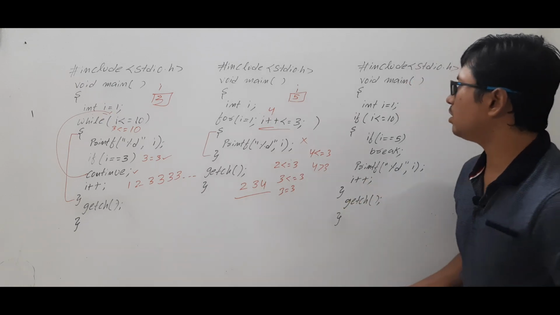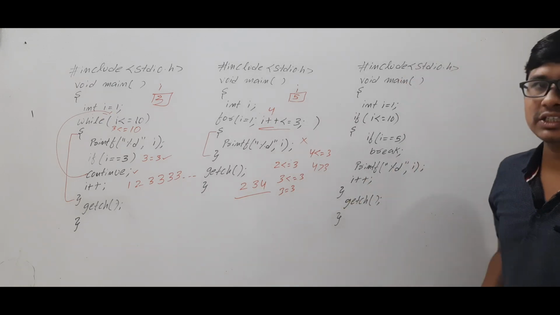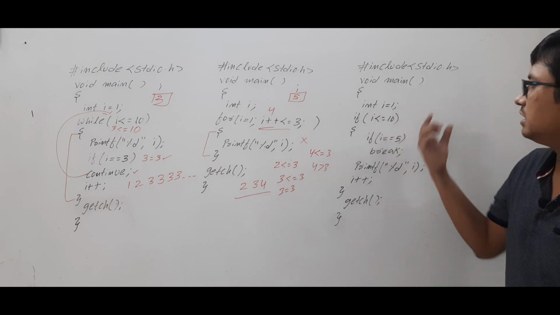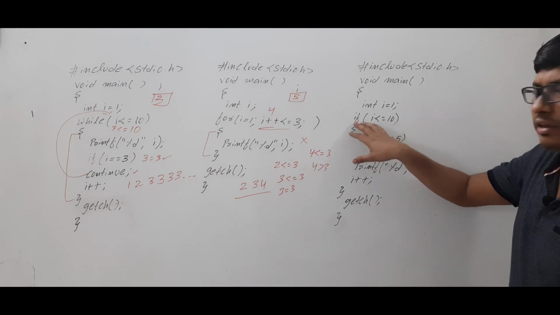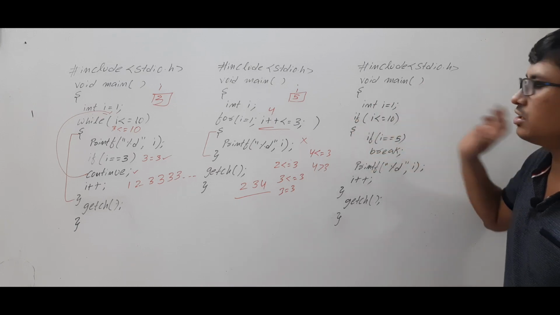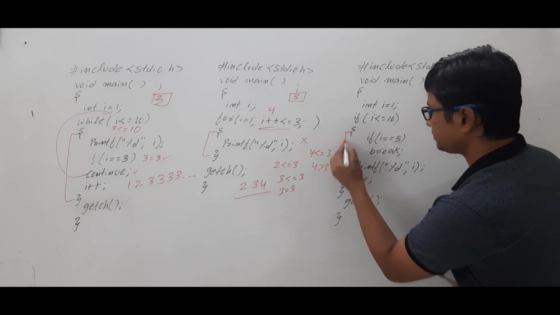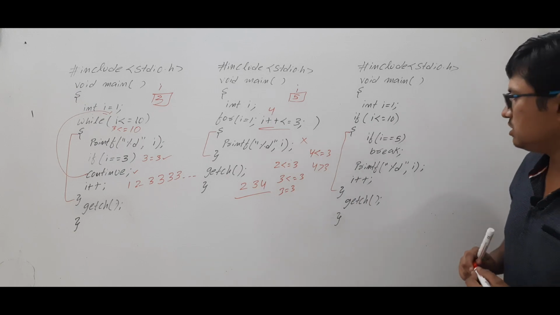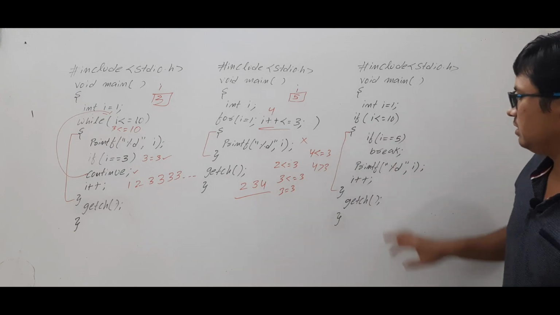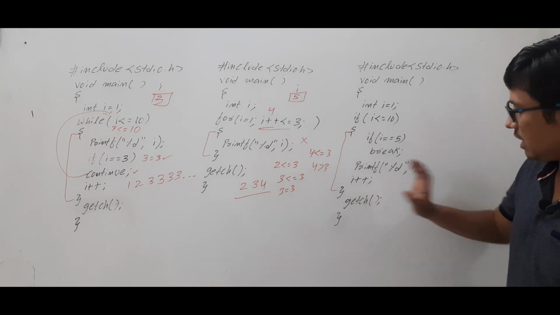Now we will discuss the last question. #include <stdio.h>, void main, int i. They have given an if condition. If i less than or equal to 10, you need to execute these statements. Okay. If i is equal to 5, break, printf of %d, i, i plus plus.